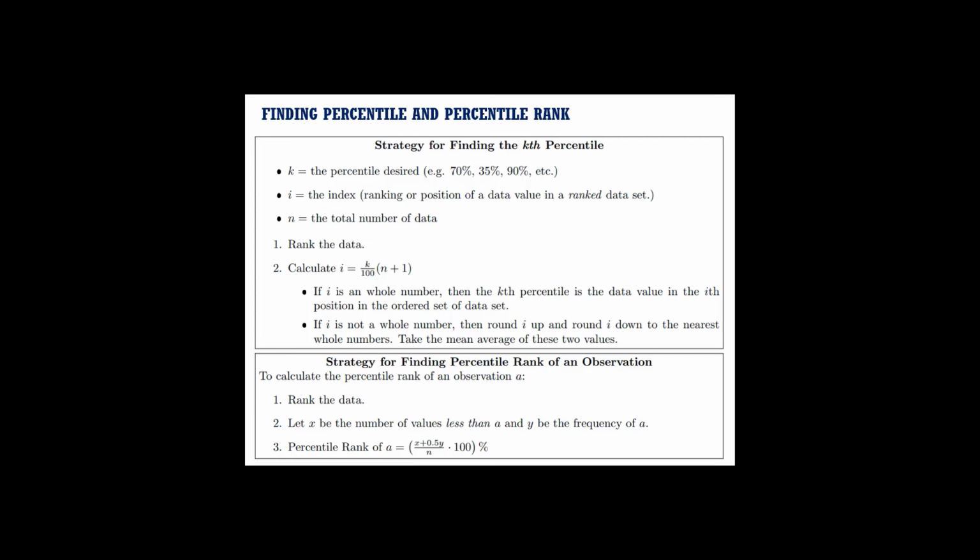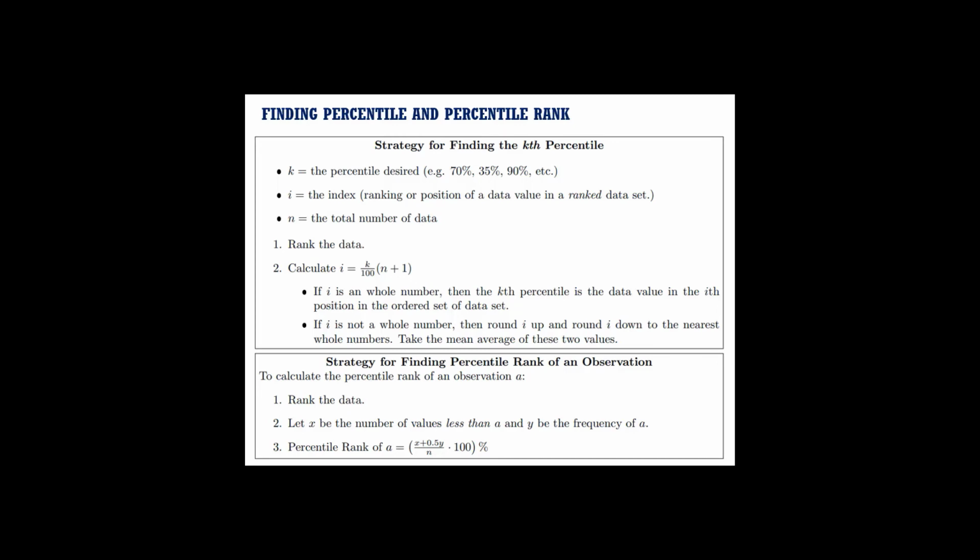Now I is the index. That's the ranking position of the data value when, of course, this is a ranked data set. It's already in order. So I is what we consider the individual term; we would count over to the ith member, the 5th member or the 6th member of a data set. And n is the total number of items in our data set, just like before.